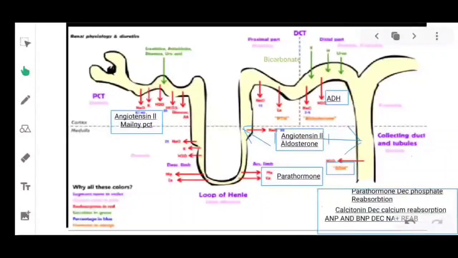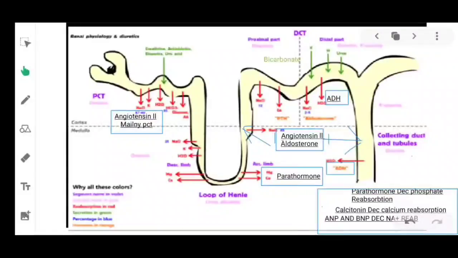What does aldosterone do? It increases sodium reabsorption. It increases sodium reabsorption from the ascending loop of Henle, DCT and collecting duct.